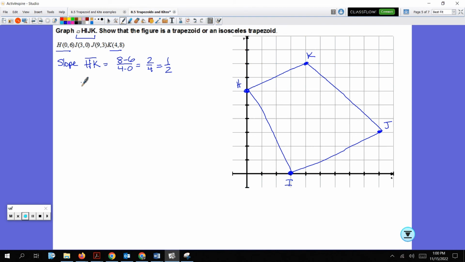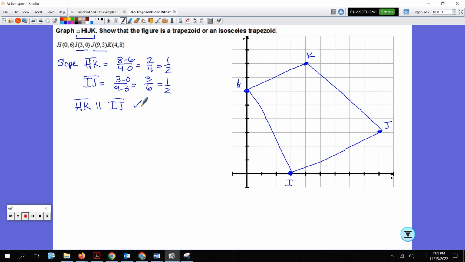If I'm thinking that HK is parallel to IJ, I'm going to do IJ next. I did mean IJ, but I wrote HJ. Please forgive me. IJ, okay? Because I'm looking for opposite sides that are parallel. So I want to see, are they parallel to each other? J is 9, 3, and I is 3, 0. So 3 minus 0 over 9 minus 3. 3 minus 0 is 3. 9 minus 3 is 6, and that reduces to 1 half. So it turns out that HK is parallel to IJ.